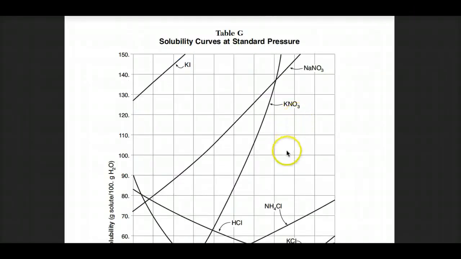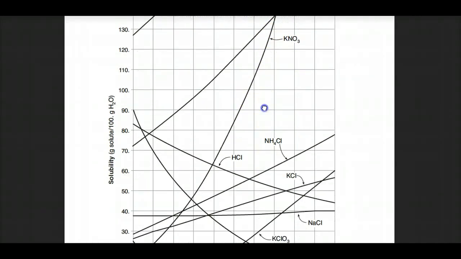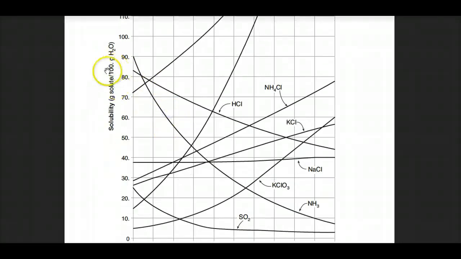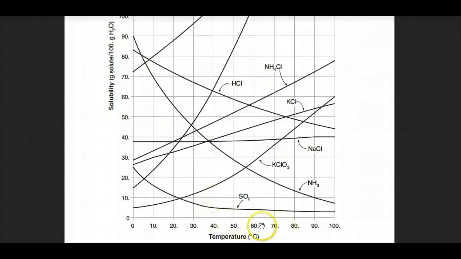Okay, so we're here at table G, and we're looking for potassium nitrate, and there's my curve here. And notice this is solubility per 100 grams of water. So if the grams of water was different, we would have had to make an adjustment here, like cutting it in half or doubling, depending upon how much water. Because solubility is based upon how much water you have, and of course the temperature of the solvent.